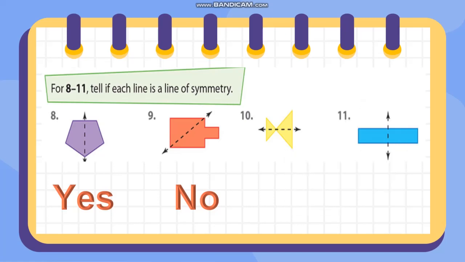Next, number 10. The answer is yes. That is, the line is a line of symmetry. And number 11, the answer is yes also. It is a line of symmetry.